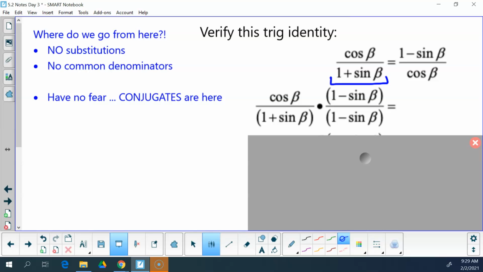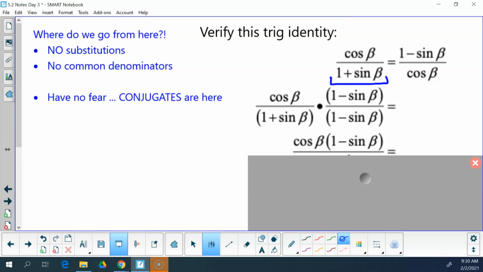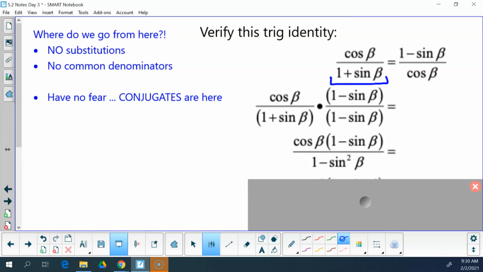So the conjugate of 1 plus sine is 1 minus sine. So you're going to multiply both top and bottom by 1 minus sine over 1 minus sine, because that doesn't change the value of the fraction, multiplying by 1. On top, you get cosine of beta times 1 minus sine of beta. On the bottom, you get 1 minus sine squared.